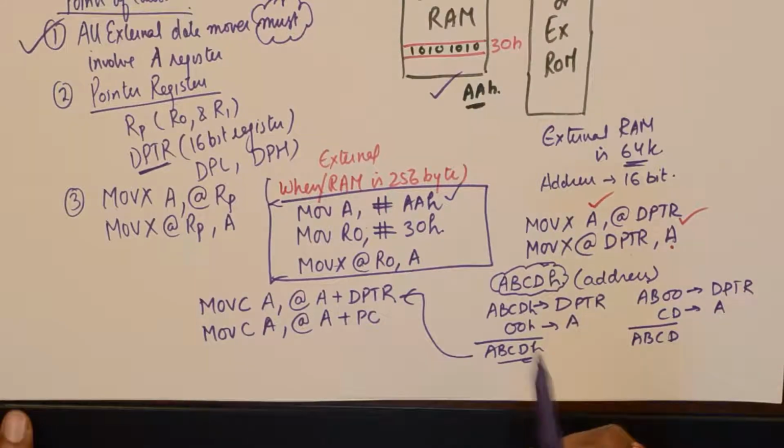But the fact of the matter is, every external move, may it be from external RAM or external ROM, would happen only through A and via indirect addressing. So the things are very simple. We make them complicated by creating some random instructions of our own, but if you stick to the very basics of points of caution, then you would not make a mistake.